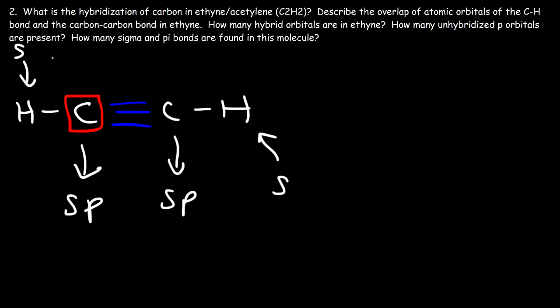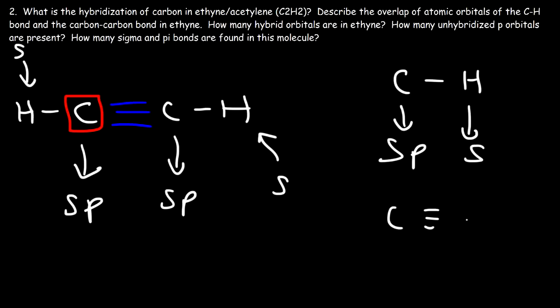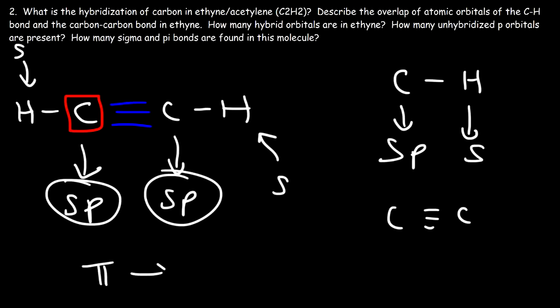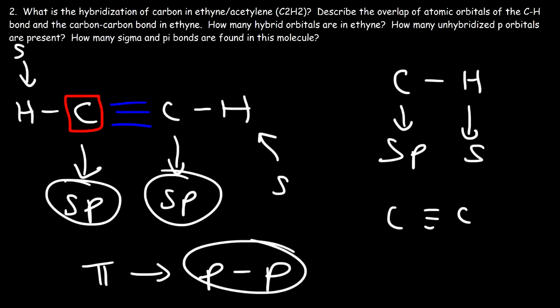So now let's describe the overlap of atomic orbitals of the CH bond. So we're going to overlap an sp orbital and an s orbital to create the CH bond. And for the carbon-carbon bond, which is a triple bond, we're going to overlap these 2 orbitals to create the sigma bond that's in ethine. And keep in mind, the pi bond is always formed using unhybridized p orbitals.